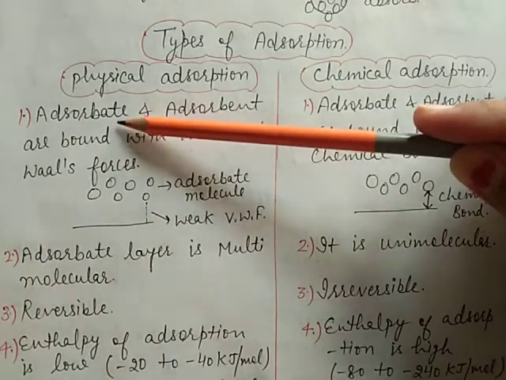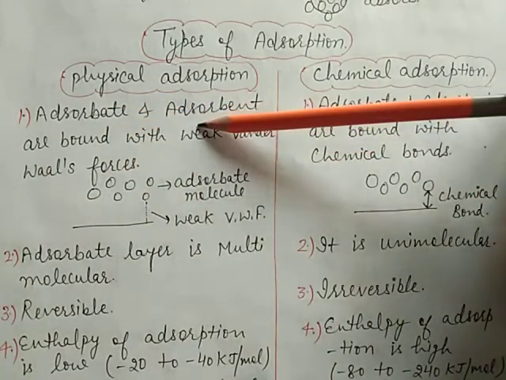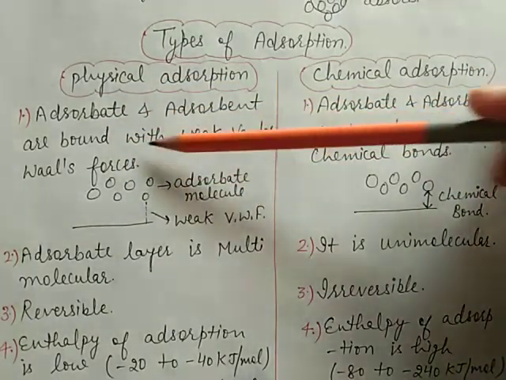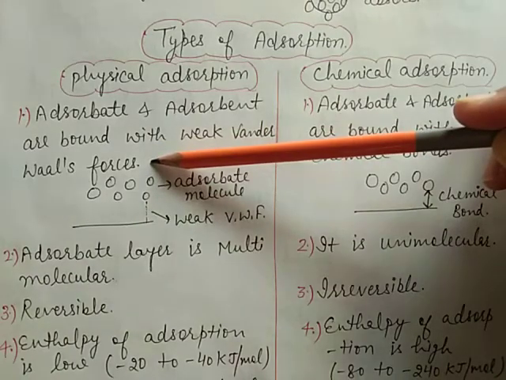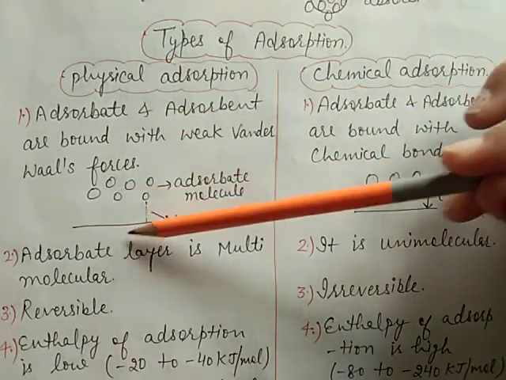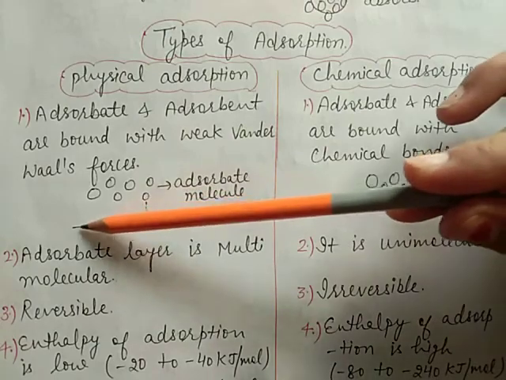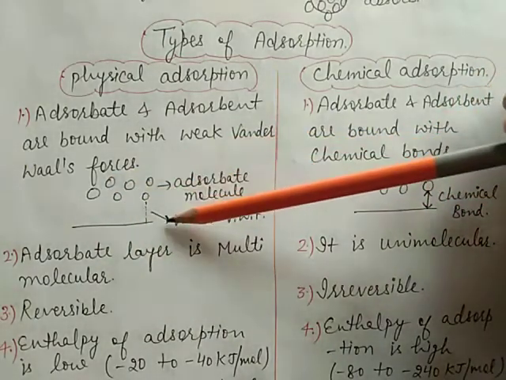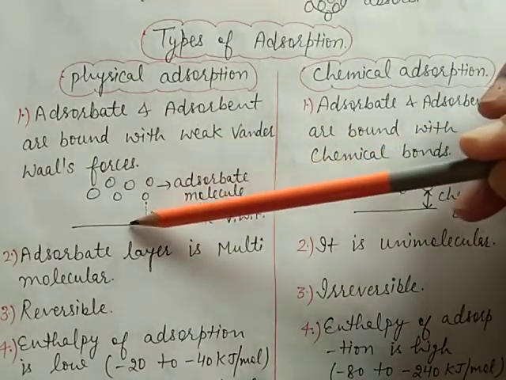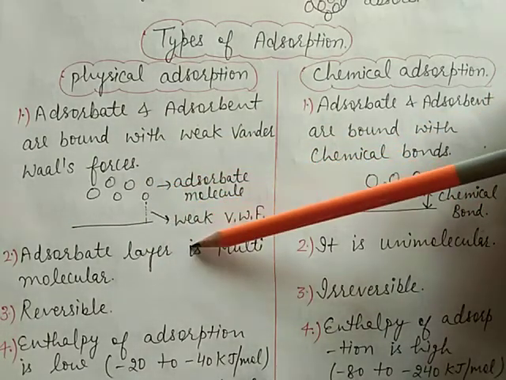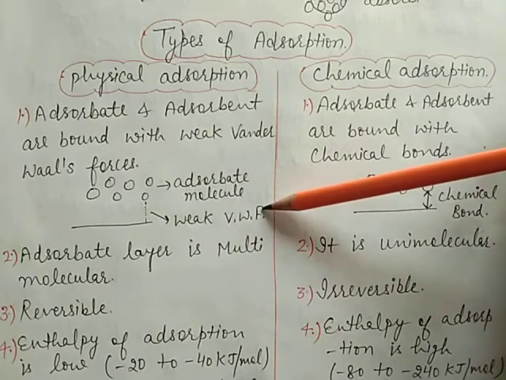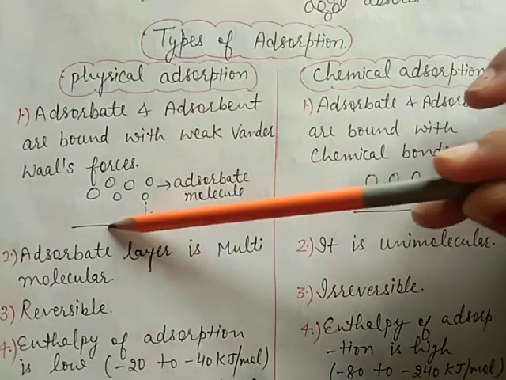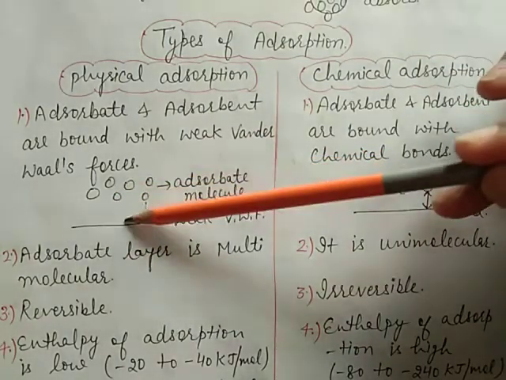It includes the adsorbate and adsorbent that are bounded by weak van der Waals forces. Suppose this is the surface and here the adsorbate molecules take place, but these adsorbate molecules are held by weak van der Waals forces, because here the adsorption process takes place at the surface.